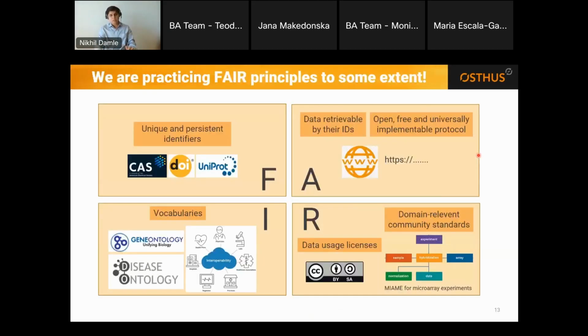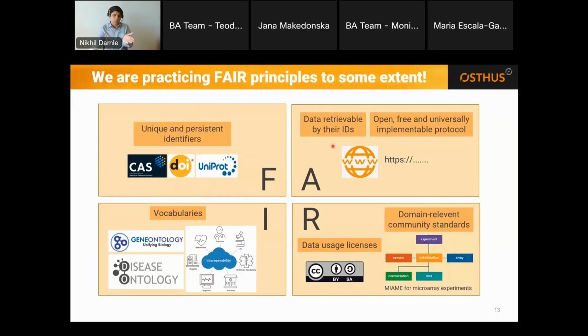Another interesting point that I want to make is that knowingly or unknowingly, we are practicing FAIR principles to some extent. For example, many of us know the unique and persistent identifiers with which we identify chemical compounds, CAS registration numbers, our publications, or identifiers of our favorite gene or protein in some databases. And not just humans, but even machines can read and reuse these identifiers.